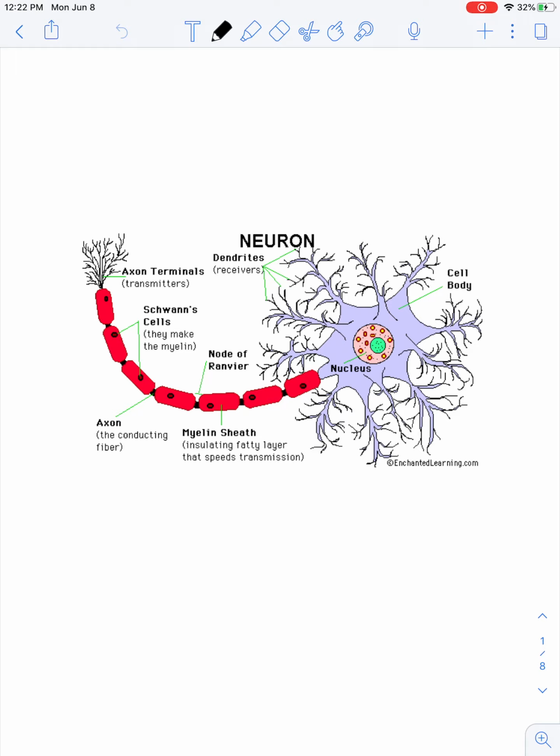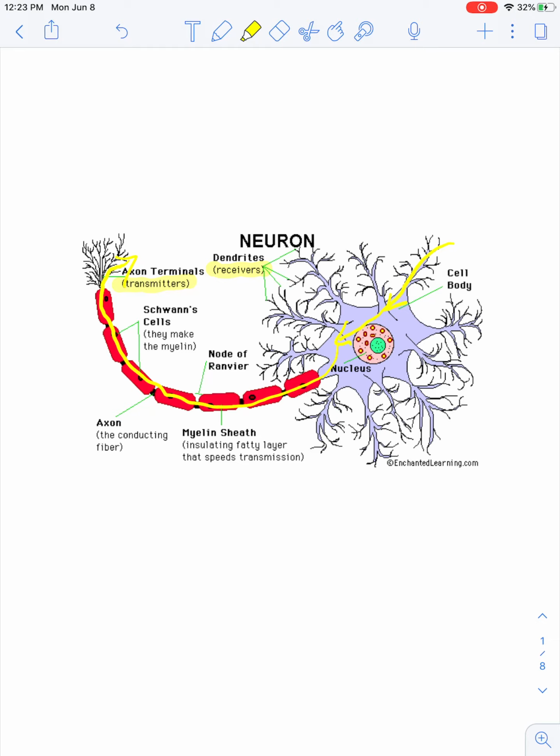So here is a really nicely labeled diagram of a neuron. So it shows the dendrites. Remember, we're talking about signals here. So if you recall your dendrites, the signals move through the dendrites. So always into the dendrites, through the cell body, down through the axon, and out the axon terminals. That is the direction, and the direction is important. So your dendrites, as it states here, are your receivers. The axon terminals are the transmitters.